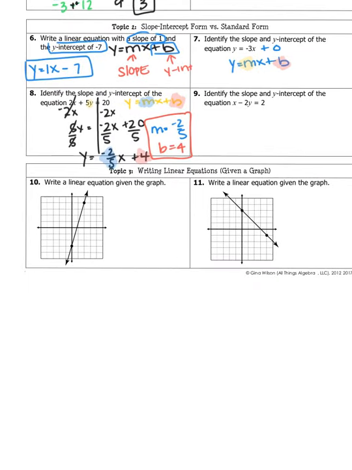For number 10 and 11, we're given a graph and it wants us to write the equation. So remember, our equation will look like y equals mx plus b. Again, m is the slope and b is the y-intercept. So that's where it crosses the y-axis. Those are the two things we have to pull off of this graph.